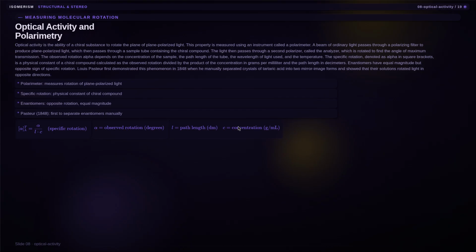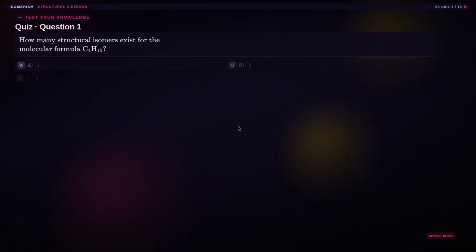Enantiomers have equal magnitude but opposite sign of specific rotation. Louis Pasteur first demonstrated this phenomenon in 1848 when he manually separated crystals of tartaric acid into 2 mirror image forms and showed that their solutions rotated light in opposite directions.